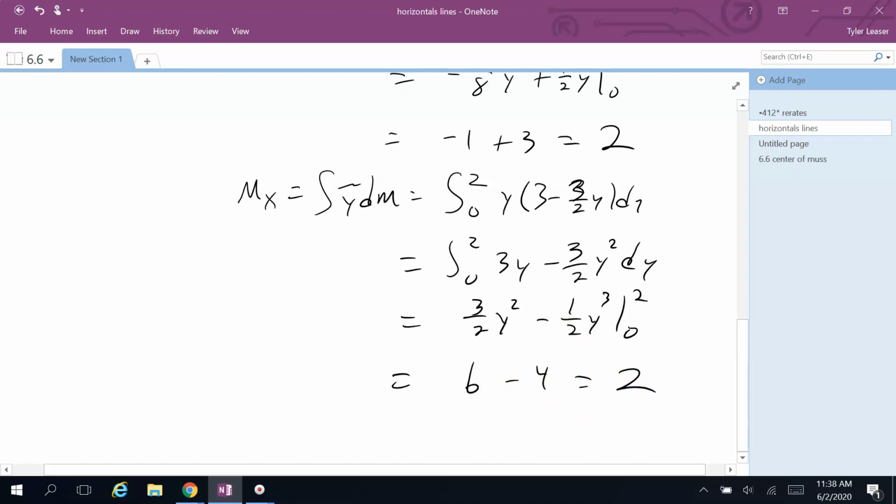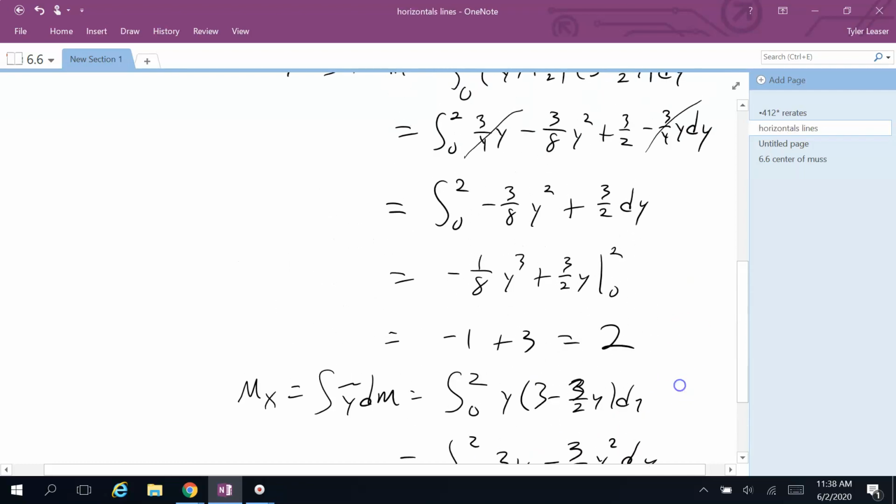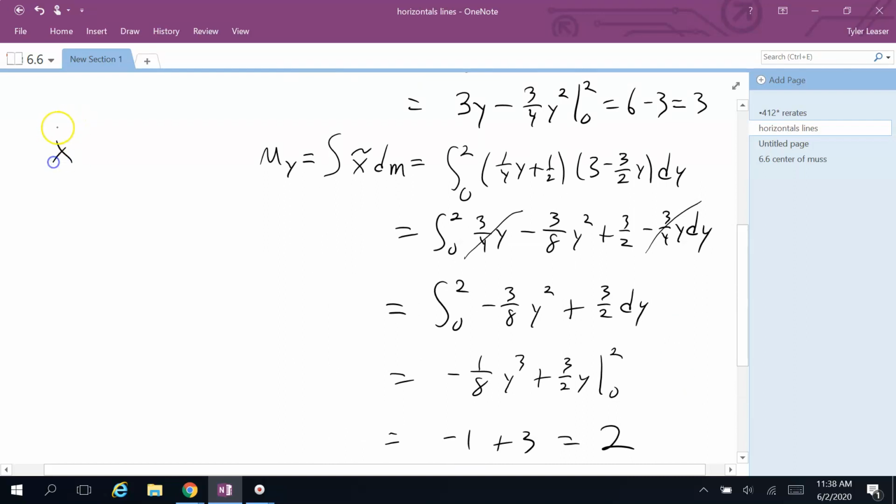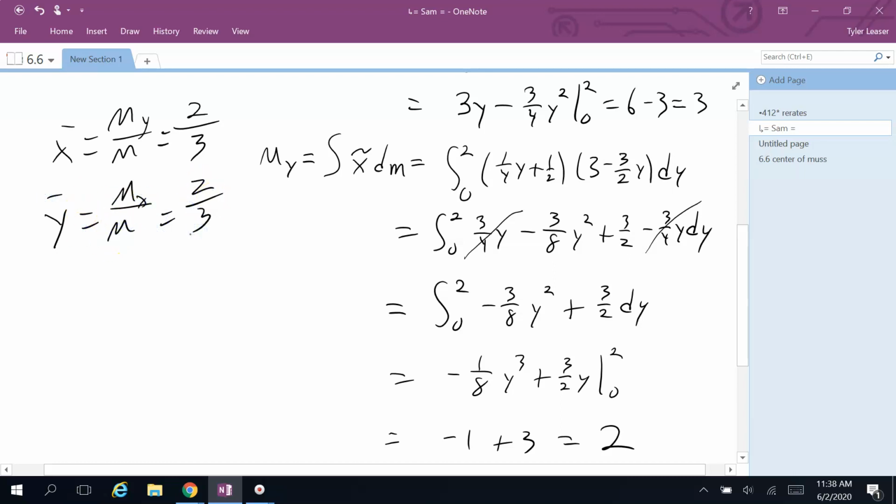All right, and then you're going to do the ratios again, right? Now that we have the moments, the x bar is the moment about the y-axis over the total mass. The moment about the y-axis came out to be 2, divided by the total mass, which was 3. Y bar was the moment about the x-axis over the total mass, which was also the 2/3. So regardless if you do horizontal slices or vertical slices, you are going to get the same result.